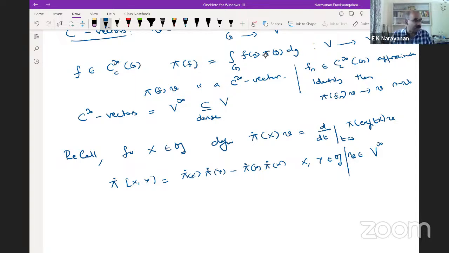See, Lie algebra does not have any topology and things like that. This is a purely algebraic concept. So you have a linear map pi dot from G to linear maps on V infinity. V infinity is a vector subspace, and pi dot respects the Lie algebra operations. So in the module language, V infinity is a G module. There is a Lie algebra action on V infinity. So that is where we are.